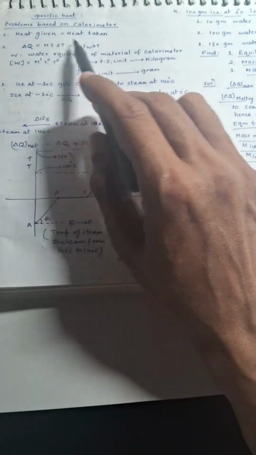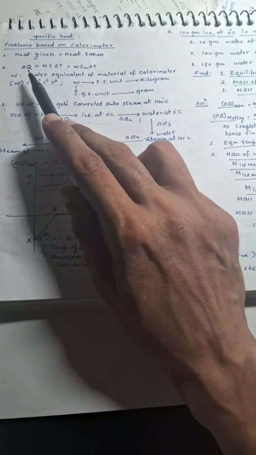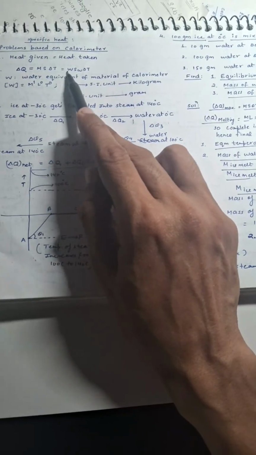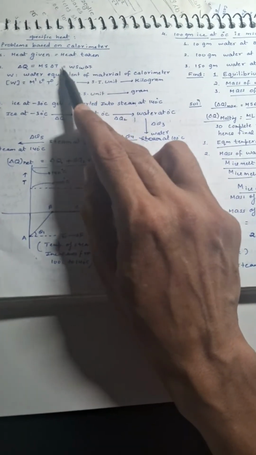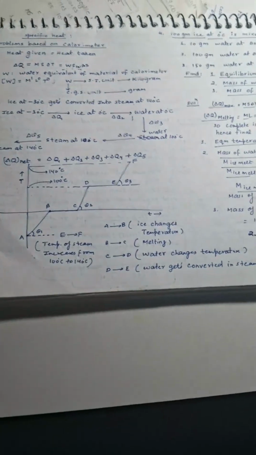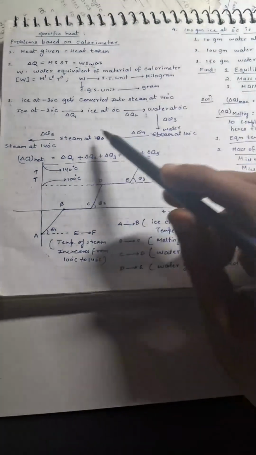Then we have another discussion on specific heat and problems based on calorimetry. The concept is heat given is equal to heat taken. So here the concept used is heat taken is msΔT, which is equivalent to W SW ΔT. W is the water equivalent and SW is the specific heat capacity of water.